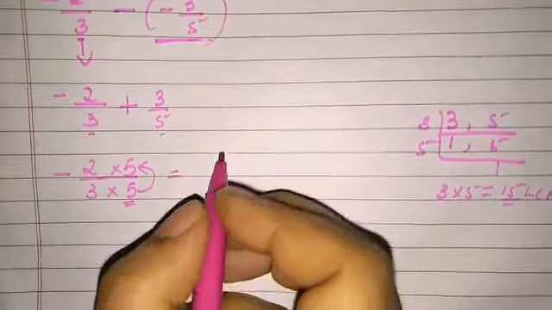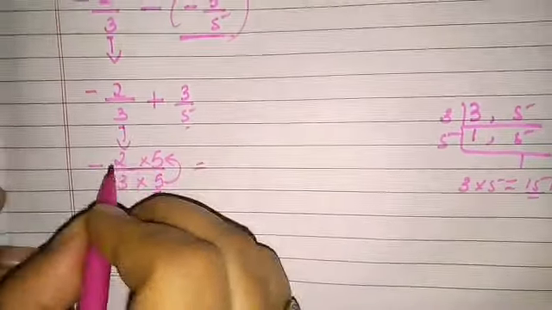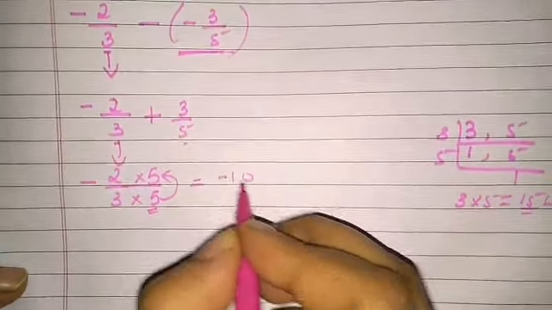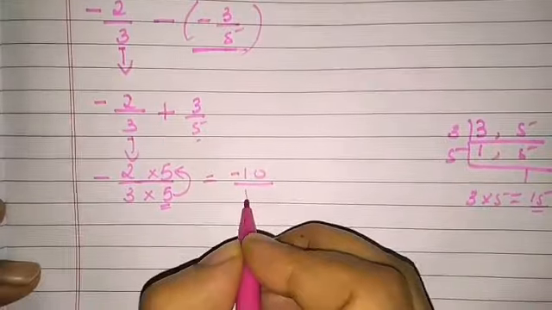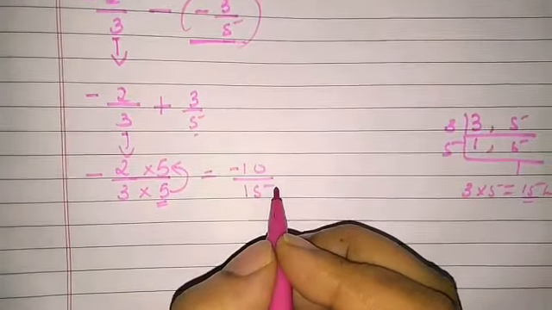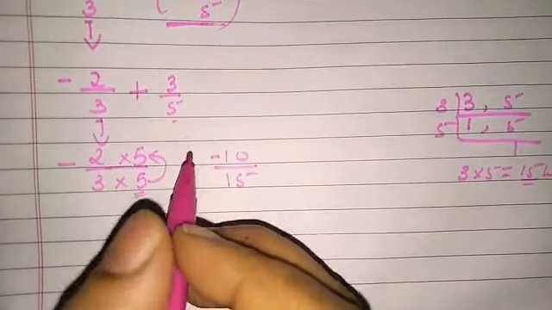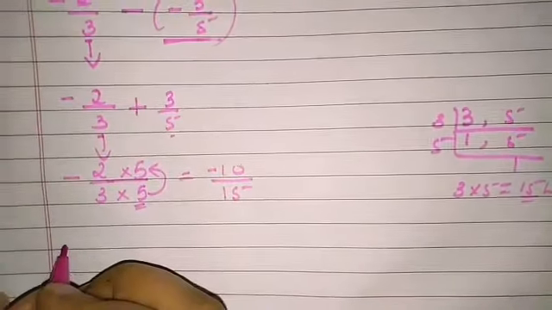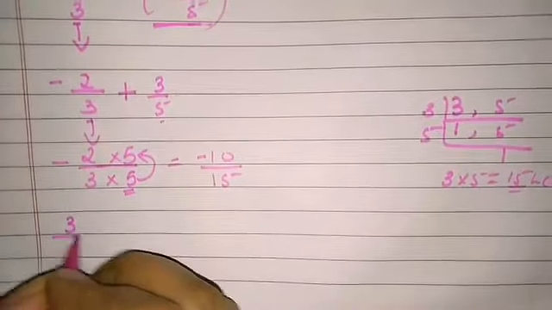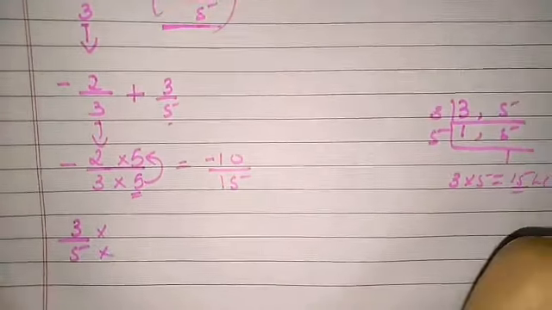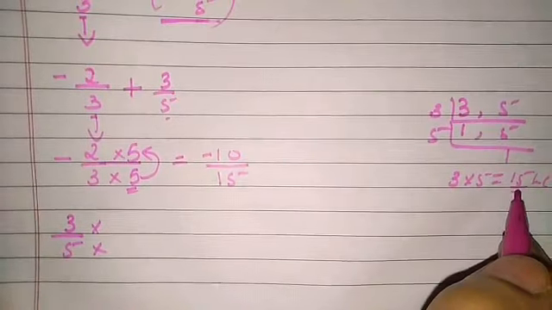So what we're going to get is, for the first thing, 2 5s are 10. So minus into plus is minus, and that gives minus 10. Okay, this is what we get after we simplify the first rational number. Now let's take the second rational number, which is 3 by 5, and we know that the LCM was 15.